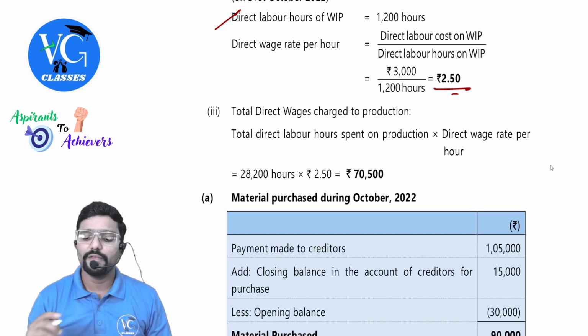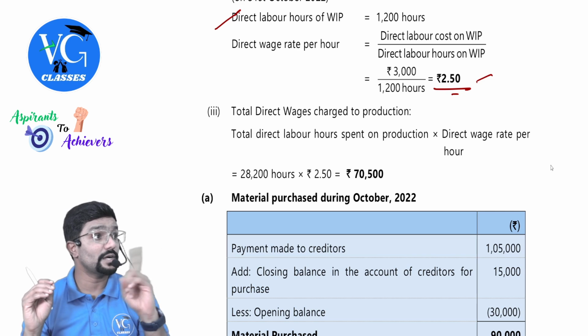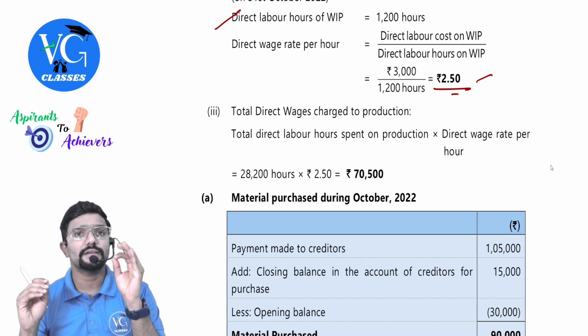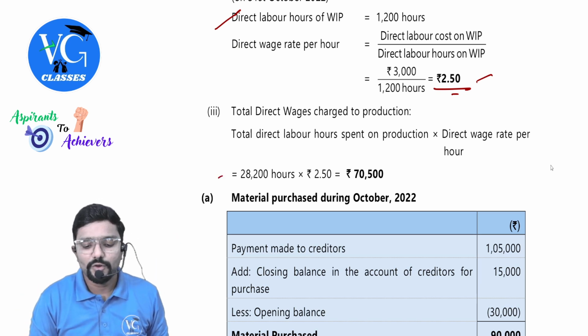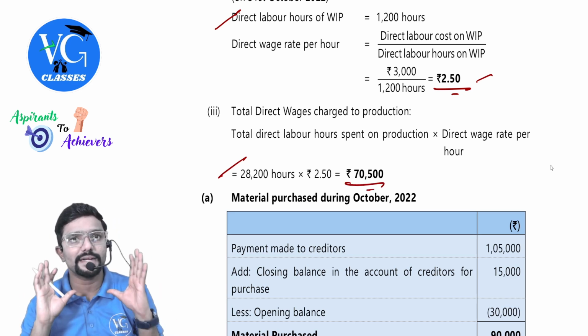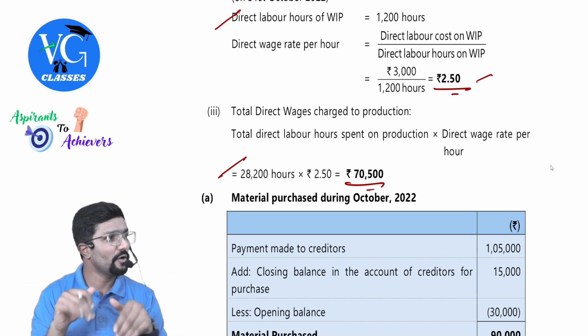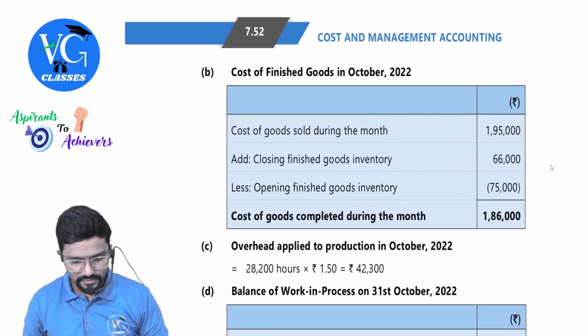We are paying 2.5 for each and every hour. Wages, so not overhead. For wages, sir, listen. For every hour, how much are we paying? 2.5. So totally how much have we paid for the actual hours worked? 70,500. Guys, what I am calculating is wages, not overheads. Overheads we will do later. Clear? Yes. Then overhead absorbed also they would have done somewhere.